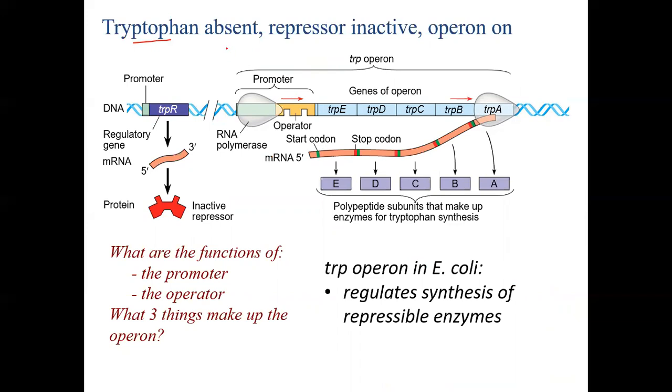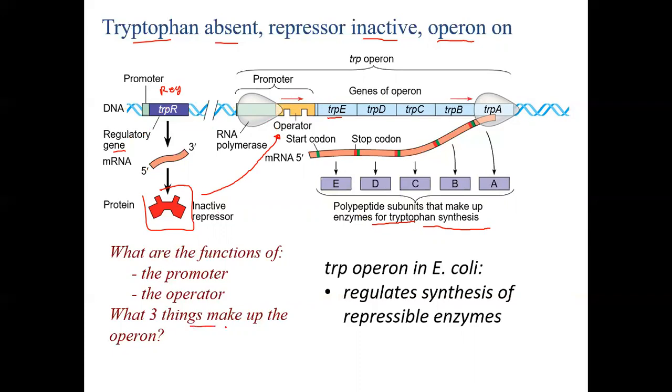Here's tryptophan. If tryptophan is absent, the repressor is inactive, and the operon, or all these genes, are turned on, okay? So basically what this shows is we've got the trpE, the trpD, all of these genes make enzymes for tryptophan synthesis. So we've got the regulatory gene. This, again, is your regulatory gene. This makes your little repressor protein. Right now, your repressor protein would not be able to bind here. And that makes sense because there's no tryptophan.